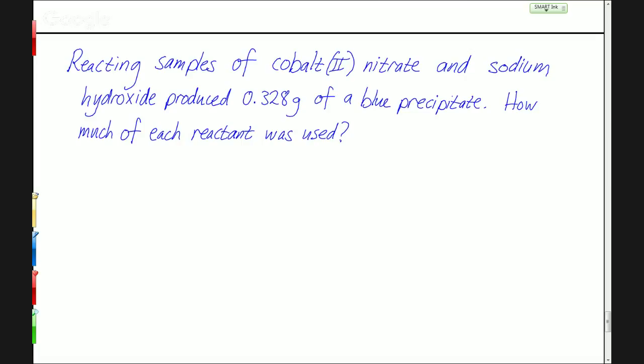Cobalt is Co. Part of the tricky part of this one is actually building those compounds, making sure that you have the right formula for cobalt nitrate, sodium hydroxide, and then the two products.